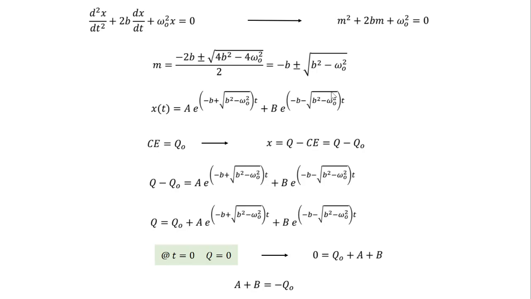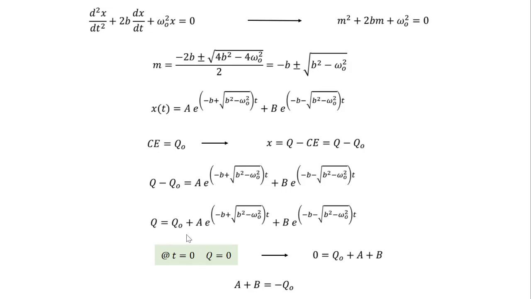If you remember our previous class, in the case of an RC circuit, I said when the capacitor gets fully charged to Q naught, the entire source voltage is going to drop across the capacitor. So at the point Q equal to Q naught, you can write CE equal to Q naught. We have seen this equation in the last class. If you remember the definition of x, this is Q minus CE. Instead of CE, I can put Q naught here. So x equal to Q minus Q naught. So in this equation, on the left hand side, you can write Q minus Q naught.